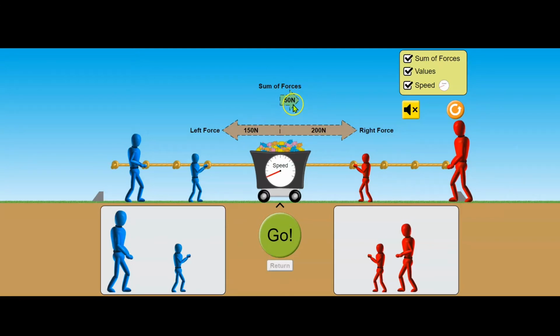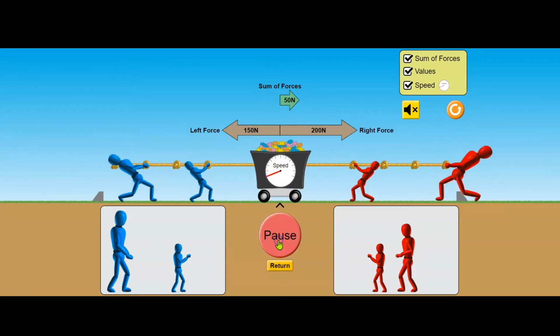That's our unbalanced force. So the red team is going to win, which means they're going to accelerate this cart to the right because they are pulling with an unbalanced force to the right. So when I press go, we will see this cart move to the right. We will see it accelerate. So you will see the speed increase. So ready? Go.